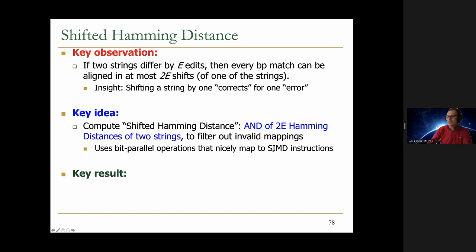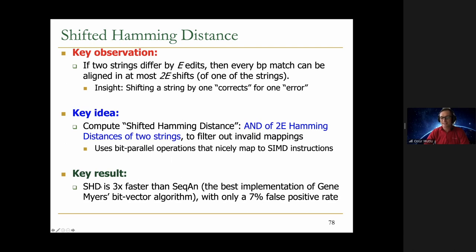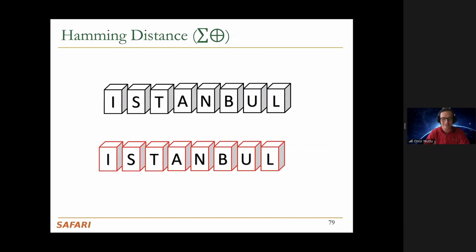The key result is that this filter, the shifted Hamming distance filter, is about 3x faster than the best implementation of the famous Gene Myers bit vector algorithm that's used as a filter, with only a very small false positive rate. And this is really the fastest CPU-based pre-alignment mechanism, as far as I know, still today. But maybe my information is out of date. So if you have any information to the contrary, please let me know. But let's take a look at what we're doing at the heart of it.